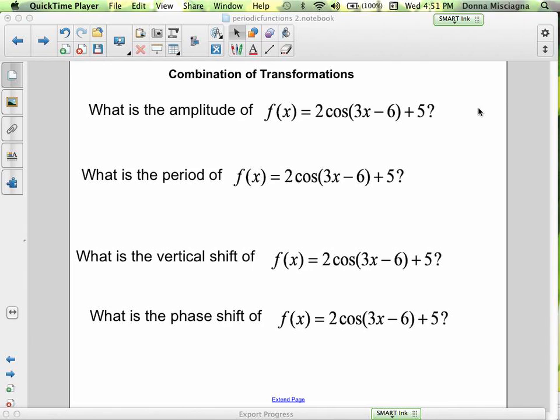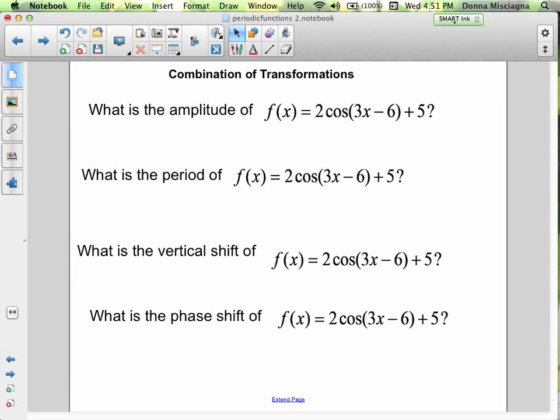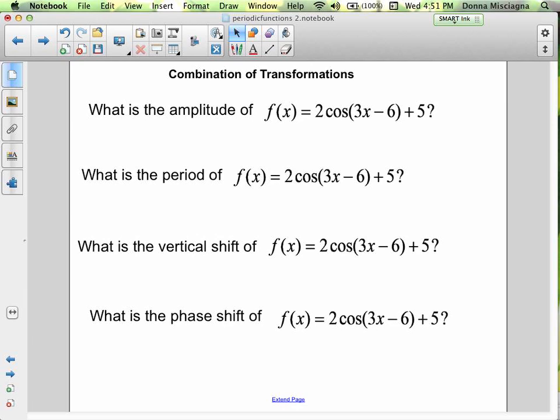Welcome to podcast 2. All right, so we're going to look at combination of transformations. We're going to identify different transformations in this graph, because it's only one graph. So we're going to identify the amplitude, the period, the vertical shift, and the phase shift. And while I'm going over these, see if you can come up with the answer yourself. All right, so let's look at the first one.